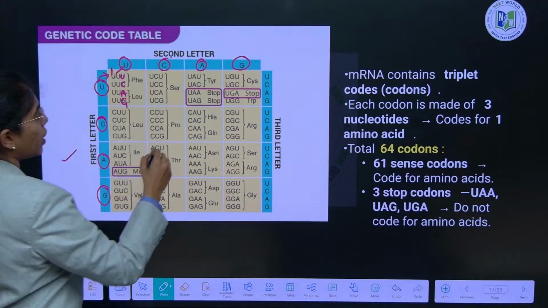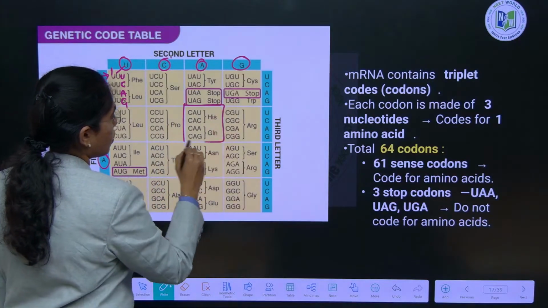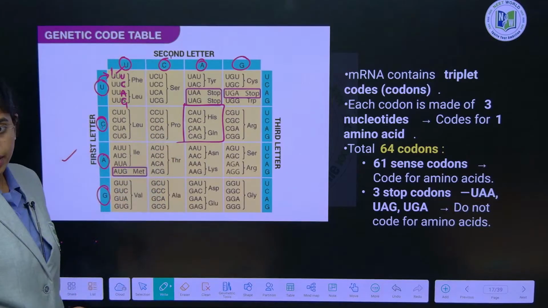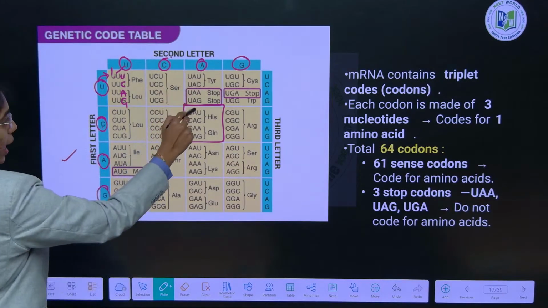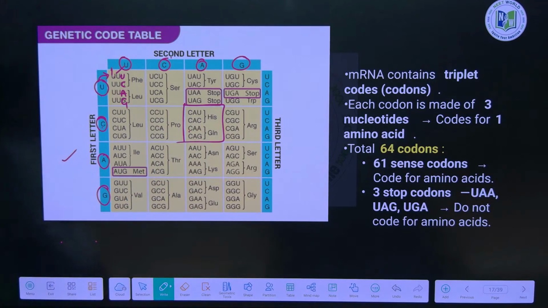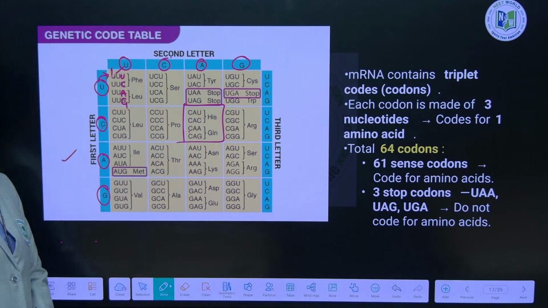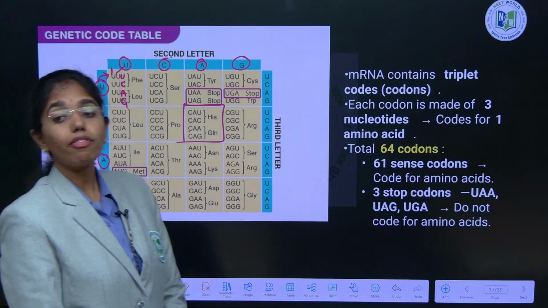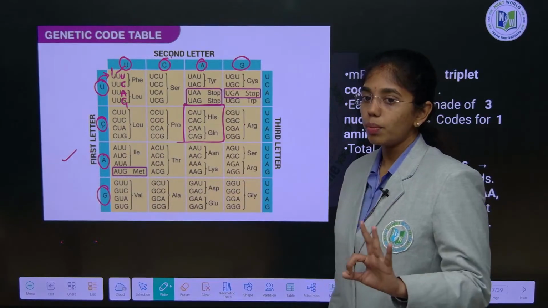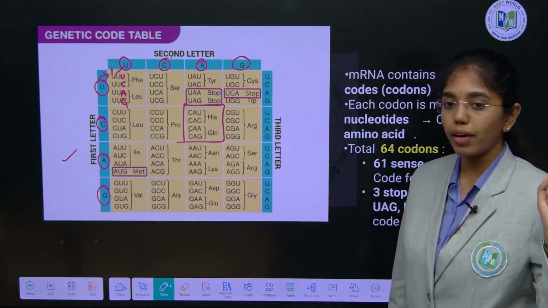Now let us take one random box over here, okay. Cytosine is taken for the first letter, vertical section, second adenine, and then UCAG. Okay. Like that, if you see 64 codons, of this 64, you have only 61 sense codons. Okay. And 3 will be stop codons. They will not be coding for any amino acid.